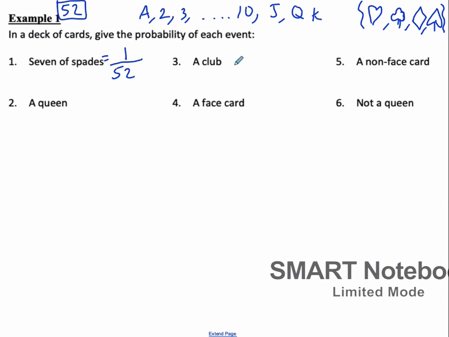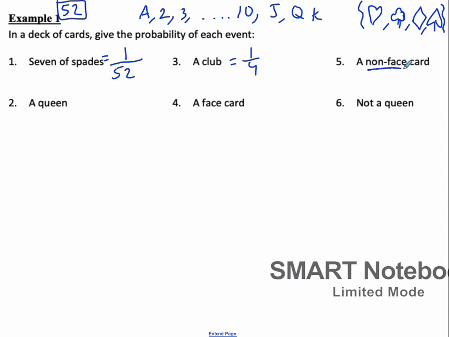The probability of a club. Well, there are 4 suits, so there's a 1 in 4 chance you will get a club. You could also write that as 13 out of 52, which simplifies to a quarter. There's 13 clubs in a deck.